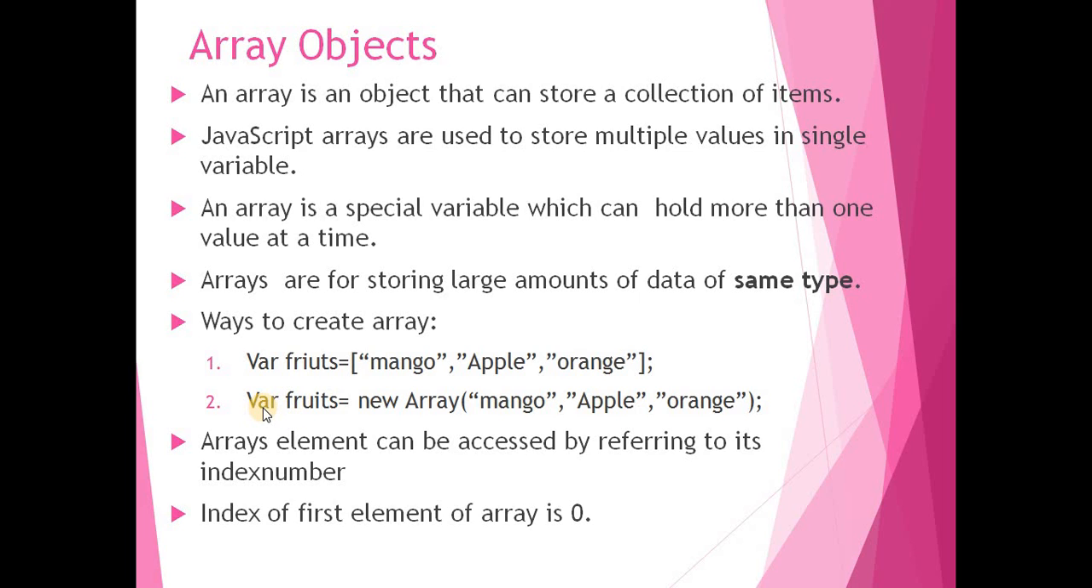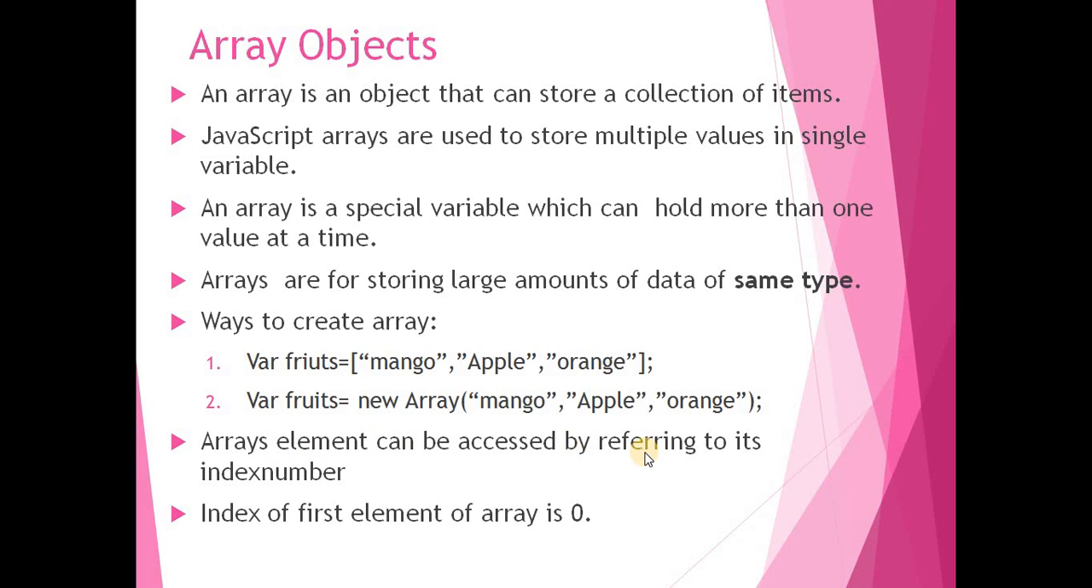Next method of creating, where fruits equal to new Array, round brackets, first item, second item, third item. Okay. So here the new keyword is used and capital A is used for assigning the array object, and round brackets are used. When you use the new keyword, at that time round brackets will be used. If you are not using the new keyword, at that time square brackets will be used. Clear?